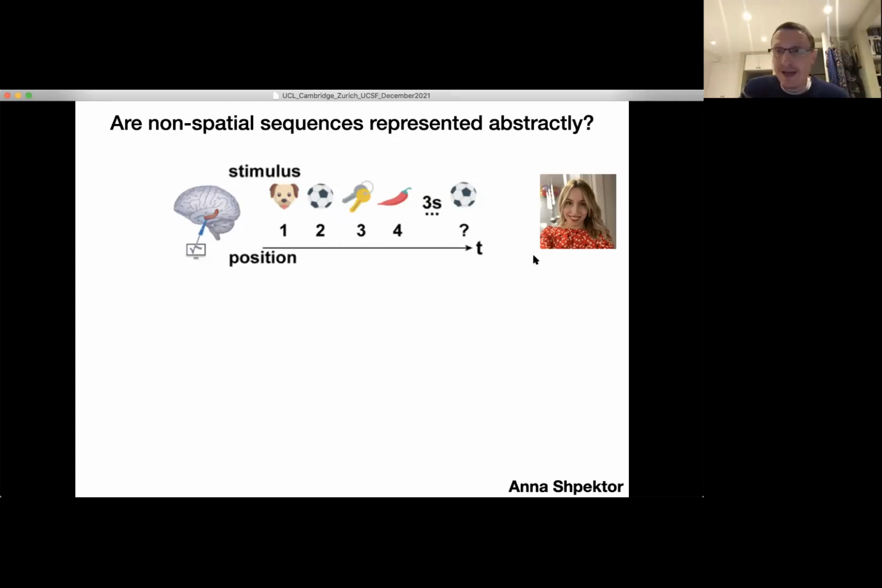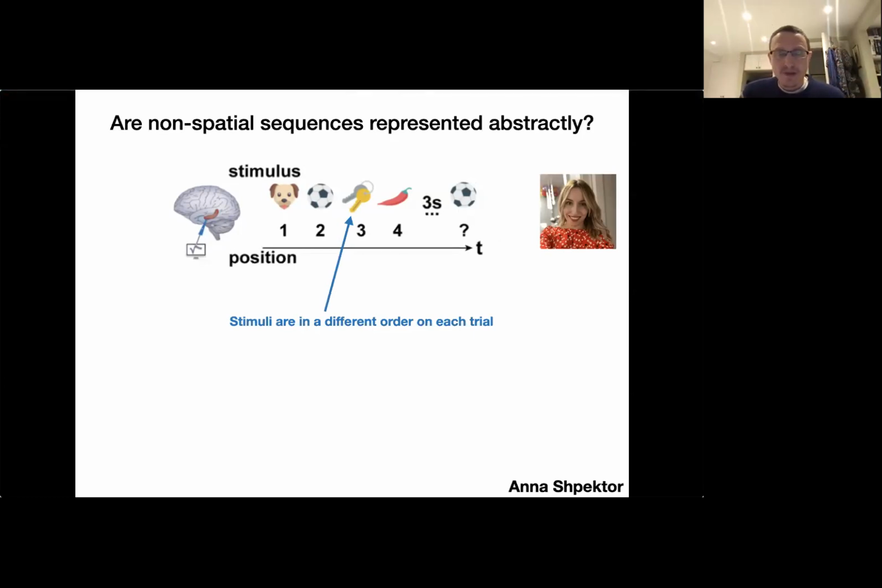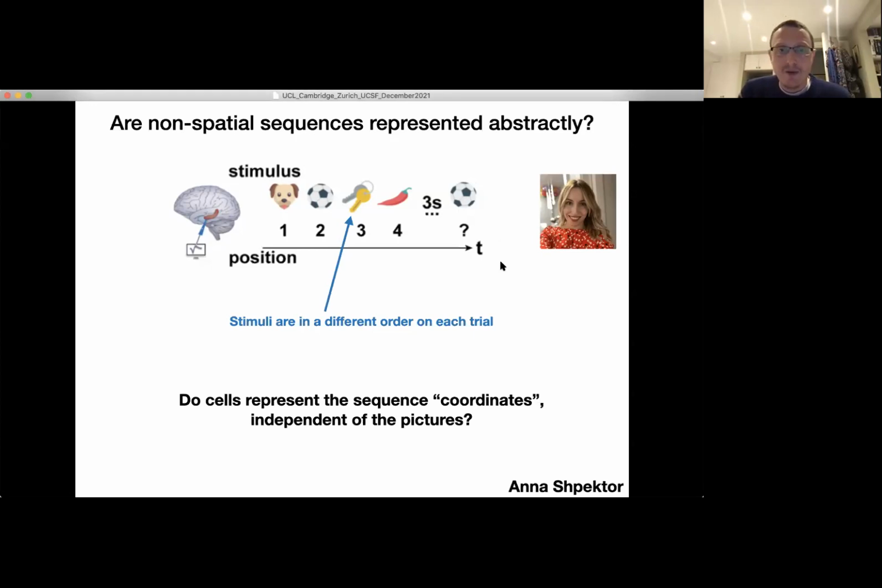The critical thing here is that the same stimuli are on every trial, but in a different order on each trial. So it's a sequence memory task. We're interested in these coordinate representations, these abstractions of a sequence. We want to know if cells represent not only the items themselves, but also the coordinates, where they are in that sequence. I'm just quickly going to show you a couple of slides on the answers to this.